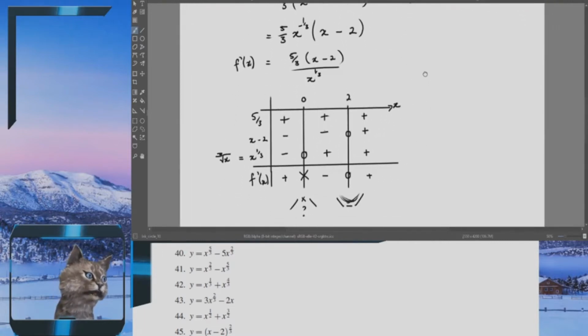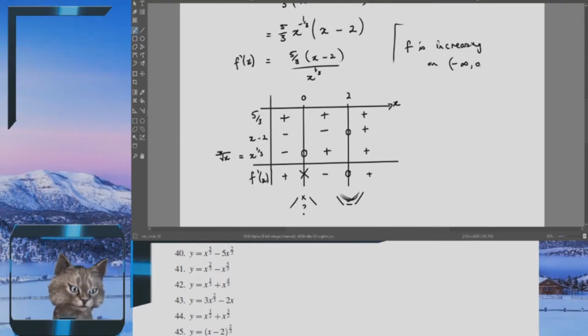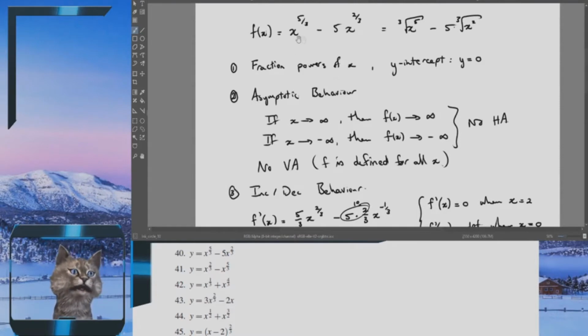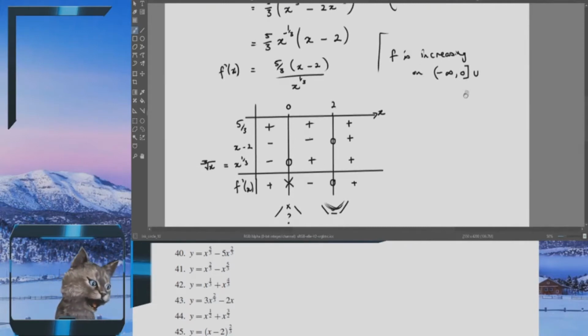Regardless, I can write my sentences. I'll do it over here. F is increasing on negative infinity to 0. Should I include 0? Yes, I should, because this is referring to the original function. Original function is perfectly happy with 0. Also on 2 to infinity. Should I include 2? Yes, I should.